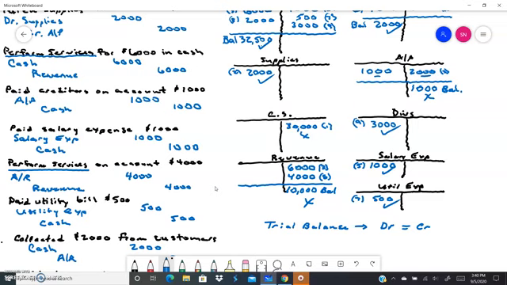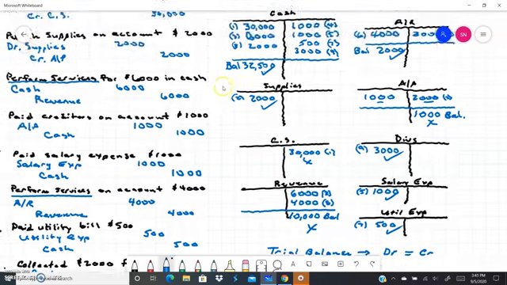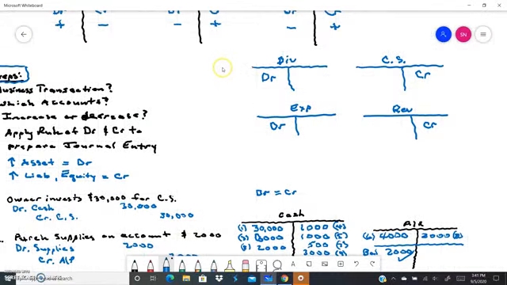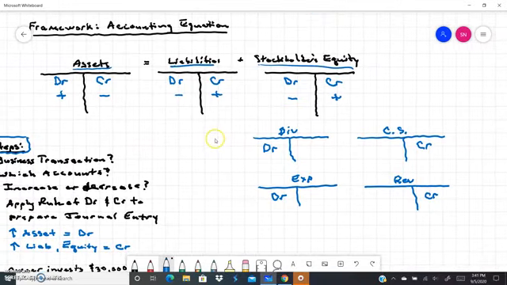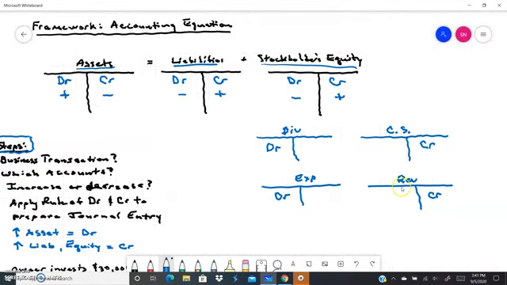Again, the idea here is really this idea of the rule of debits and credits, and going back up to that framework up here. And this is just the key framework that you're going to want to make sure that you have, okay? So assets equals liabilities plus stockholders' equity. Left side is debit, right side is credit. And again, the key is down here. The rule of debit and credit, okay?